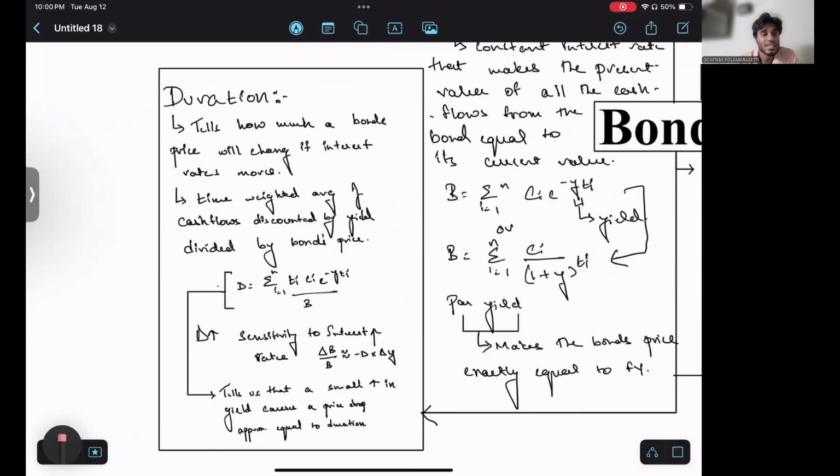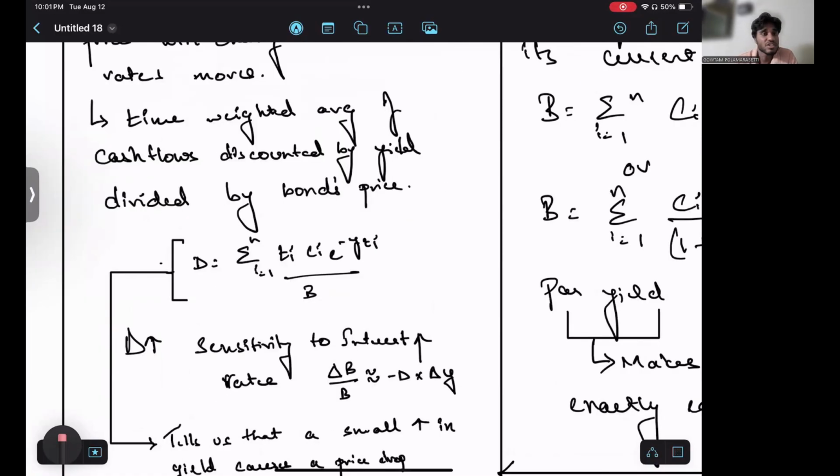Now that we understood what yield is, let's look into another key term called duration. Duration tells us how much a bond's price will change if the interest rates move. It is the time-weighted average of cash flows discounted by the bond's yield and divided by the bond's price. The higher the duration, the more sensitive the bond is to interest rate changes.